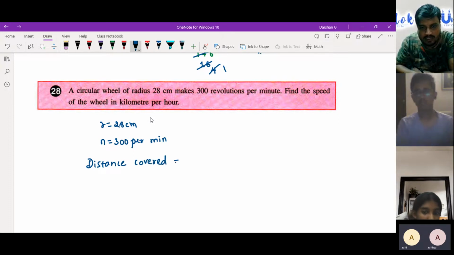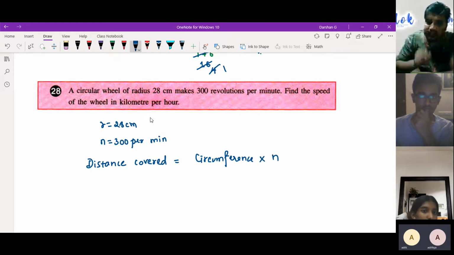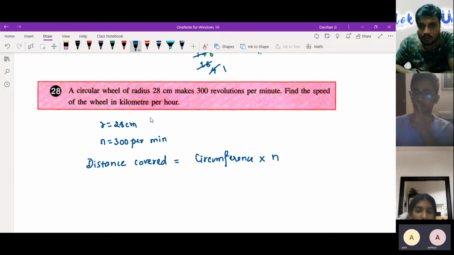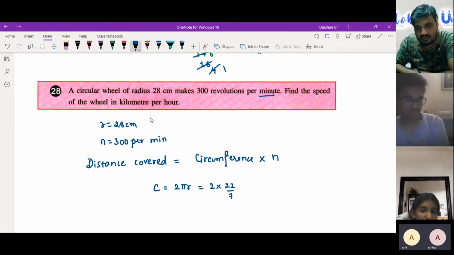What will that be? Obviously here there is a wheel, so it will be circumference times number of revolutions. The number of revolutions is 300, right? This is the total distance covered in the given 1 minute. That is the first thing I have to find. First of all, circumference. Circumference is equal to 2 pi r, which is 2 times 22 by 7 times r.